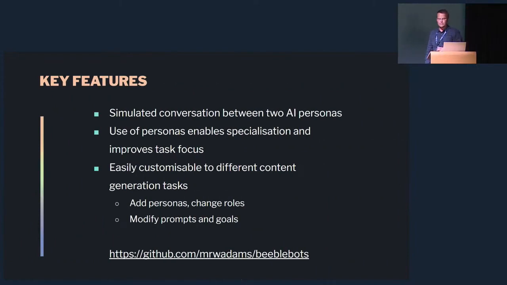So some key features to note here. We're going to show a simulated conversation between two different AI personas. One is a writer persona that's tasked with generating some security awareness content. And the second is an editor persona that will review and critique the output from the first persona. And what that allows is two things, really. We get some additional focus from the language model. By just tasking each instance of the model with one job, you allow it to specialize and focus a lot more and to produce a higher quality output.